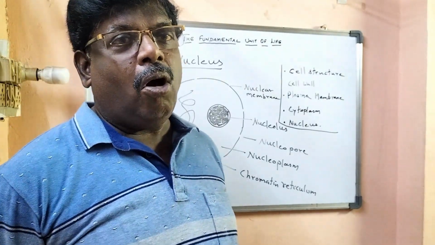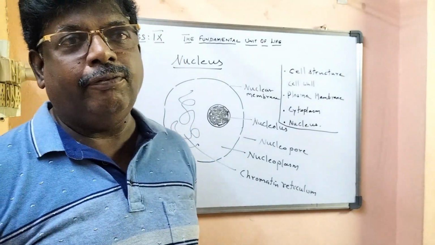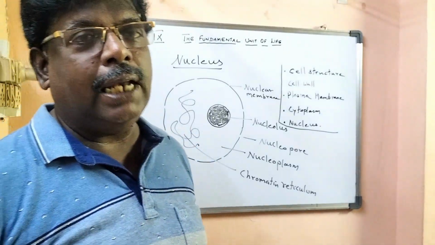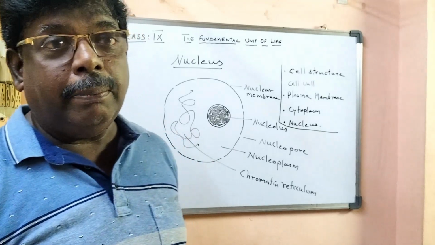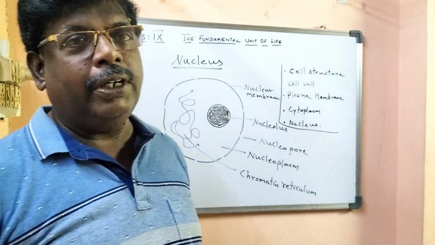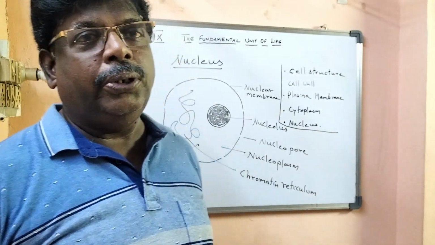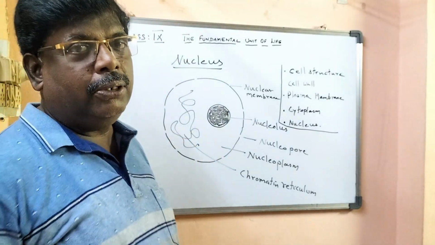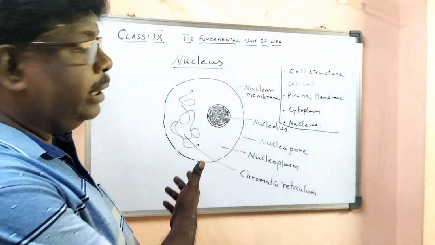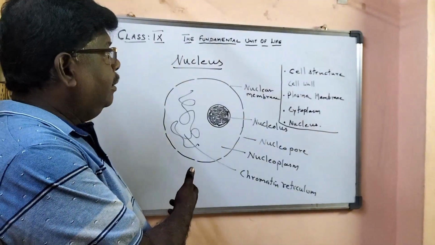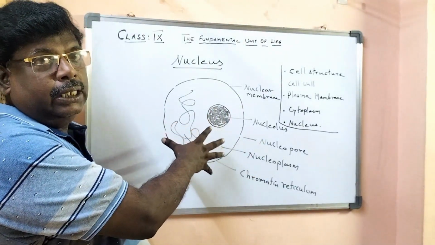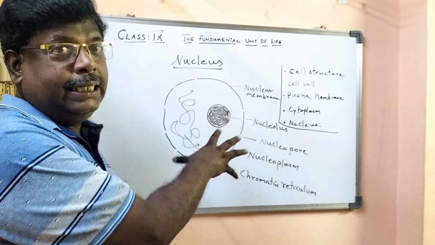All eukaryotes have a well defined nucleus. When I say well defined, the nucleus will have a membrane, the nuclear membrane. A well defined nucleus will have a nuclear membrane and nucleolus. So here we are going to see the eukaryotic nucleus. You can see a cell membrane. Remember, this is the nucleus. It is not the cell, it is the nucleus inside the cell.